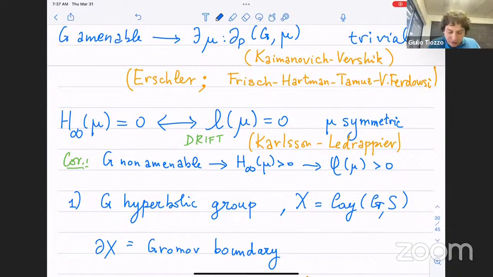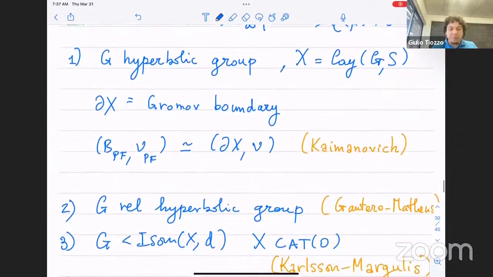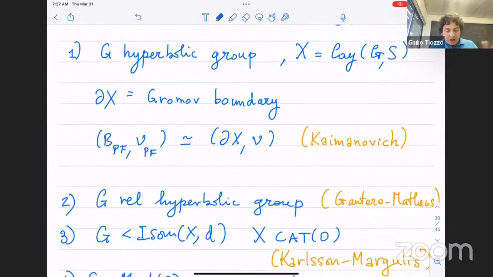Okay, so this is a bit of a general context. The groups we care more about are groups where we have some hyperbolic properties or hyperbolic directions. So for instance, just hyperbolic groups themselves. So if you have a hyperbolic group acting on itself, you clearly have the Gromov boundary. And the theorem of Kaimanovich that we will actually basically prove or sketch the proof of soon says that the Gromov boundary with the hitting measure is indeed a model for the Poisson boundary.